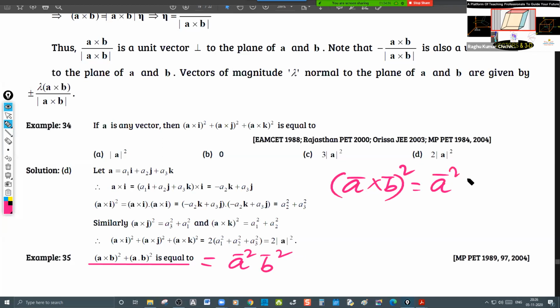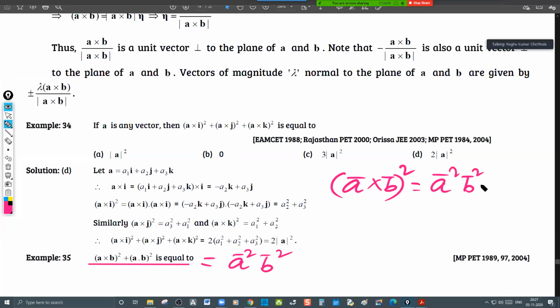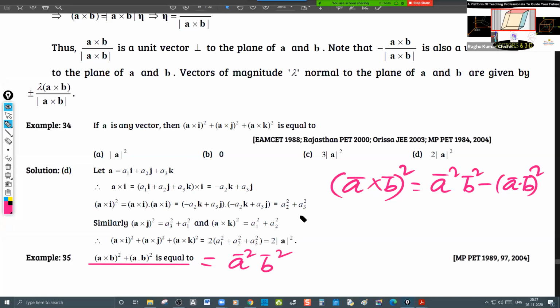A cross B whole square is equal to A bar square B bar square minus (A bar dot B bar) whole square. Correct or not? Yes, sir. We did it now. Now bring this to the other side. That's all. Okay, sir. (A cross B) whole square plus (A dot B) whole square is equal to A bar square B bar square.